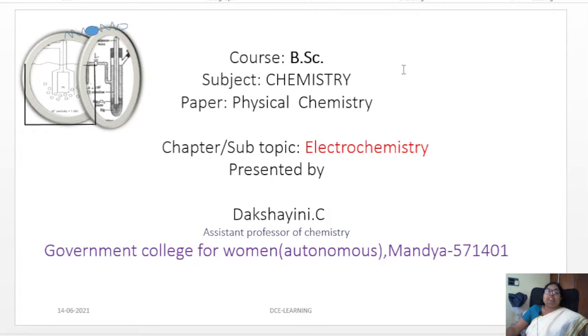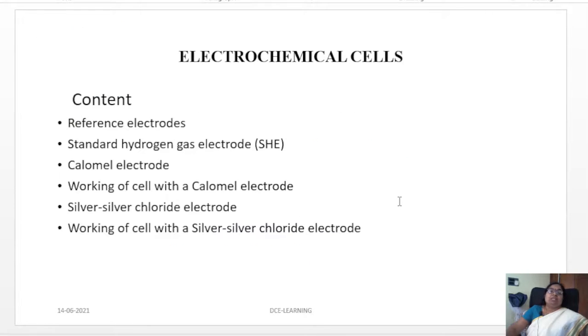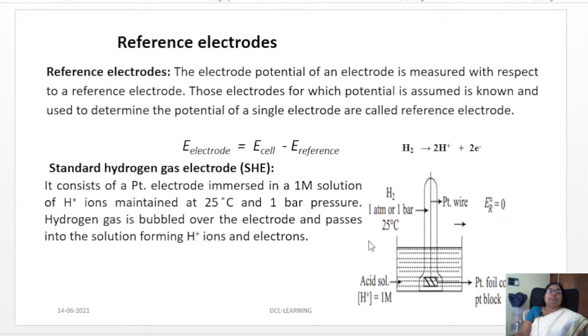Today we are going to discuss the topic electrochemistry for the course BSc, subject chemistry, and the paper physical chemistry. This session contains reference electrodes, the standard hydrogen gas electrode, the calomel electrode, working of a cell with a calomel electrode, the silver chloride electrode, and working of a cell with a silver chloride electrode.